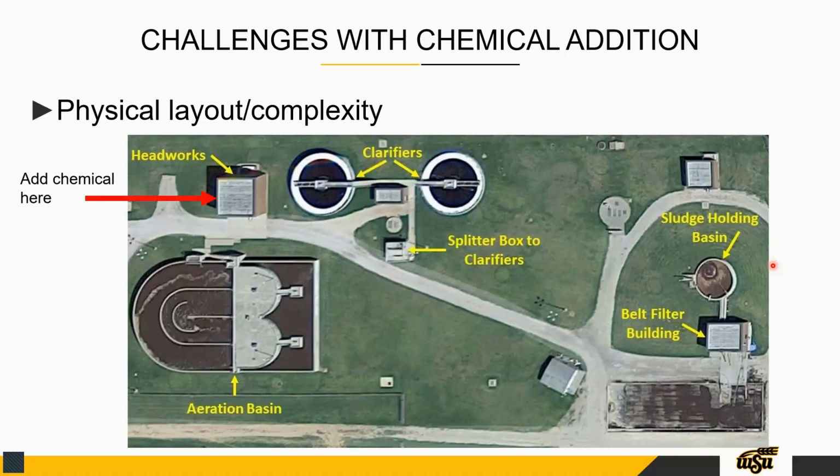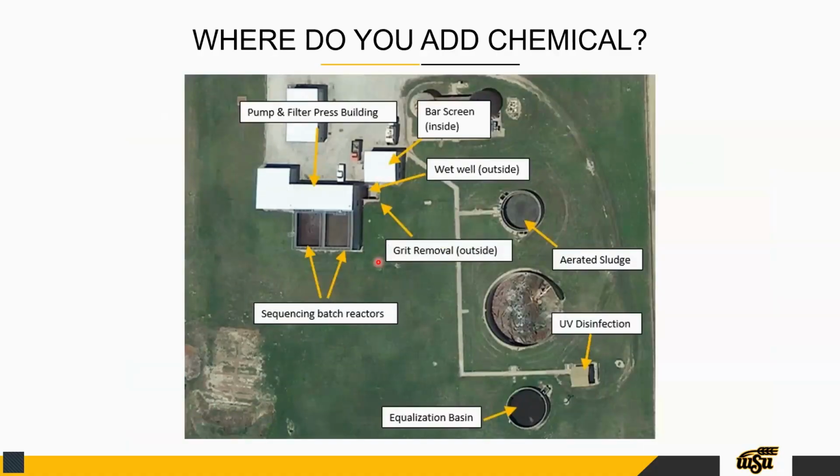So this is Kingman, I believe. It's very common to add some level of chemical in the headworks, which would be dosing there, and then a splitter box before the clarifier. So that's 50, 70 feet. But it's in a roadway, so you kind of have to think through how to route things there.